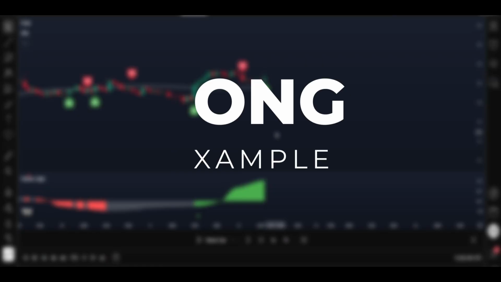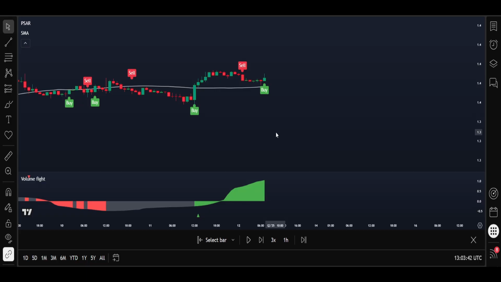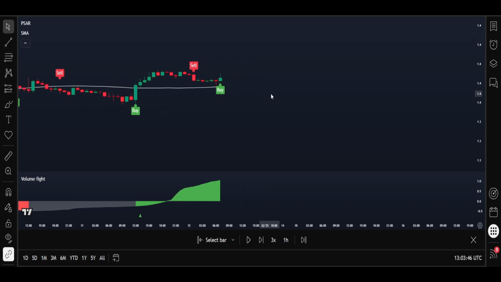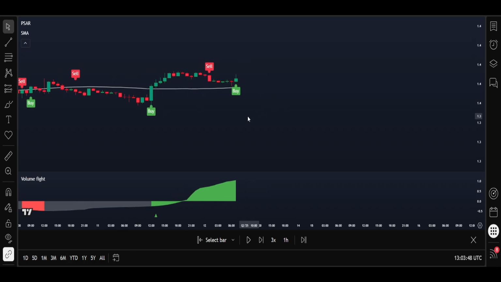Long example. Let's walk a long example so you can see the flow. Price breaks above the 60 MA and holds for a few bars. A shallow pullback respects the moving average from above. The next push builds, and Volume Fight turns green with the histogram above zero, showing bullish participation. On that same candle, the Parabolic SAR prints a buy label. All checks align at the close, so we enter long on the next open.